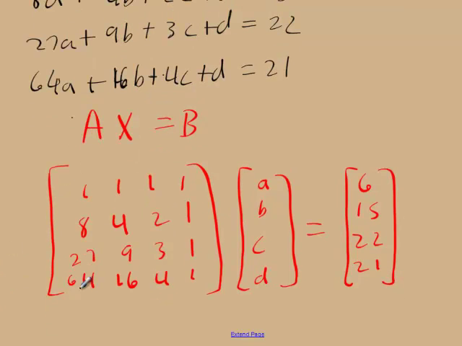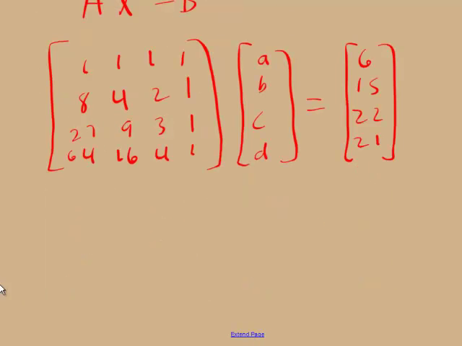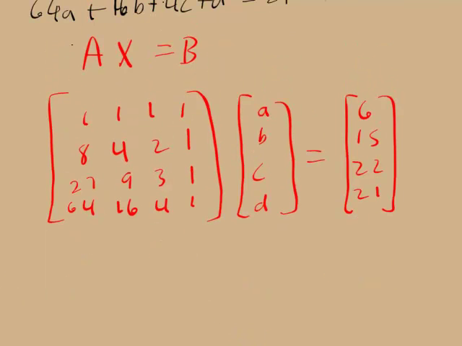And recall, what we have to do in order to solve that is we have to get rid of the A by doing the inverse of A on both sides, which would leave us with x equals the inverse of A times B. And we'll use our calculator for that.